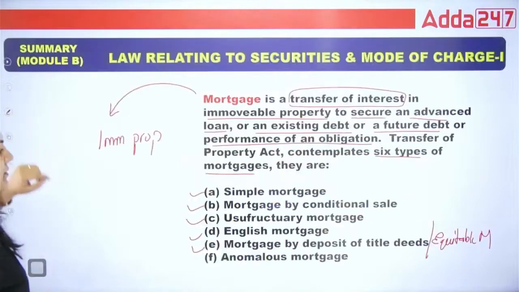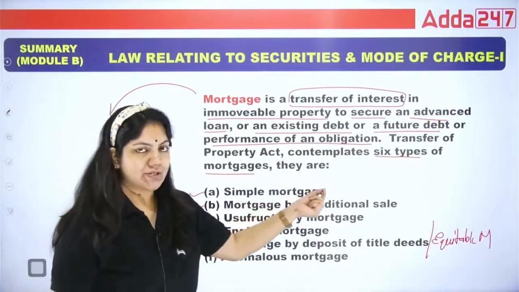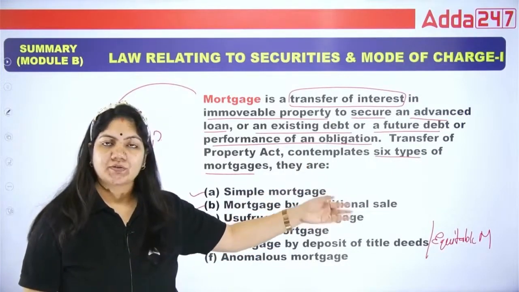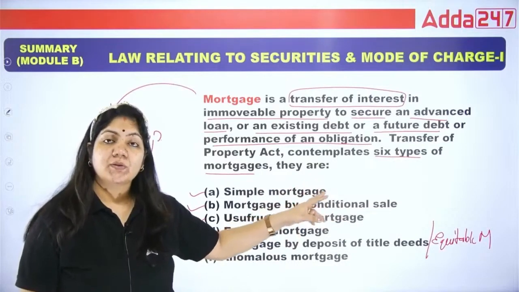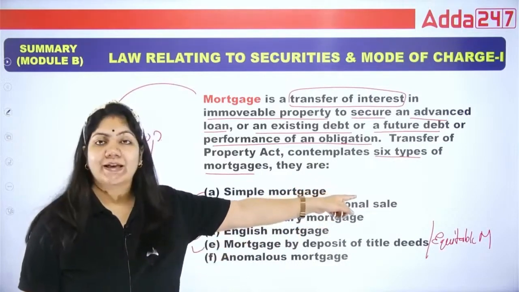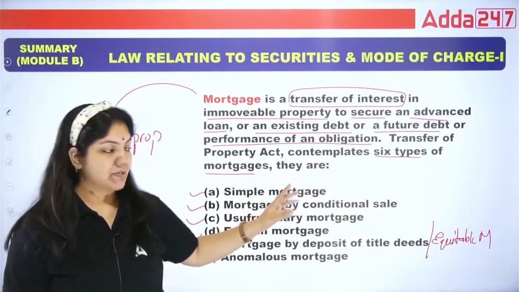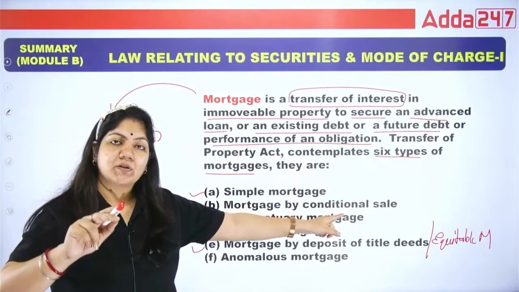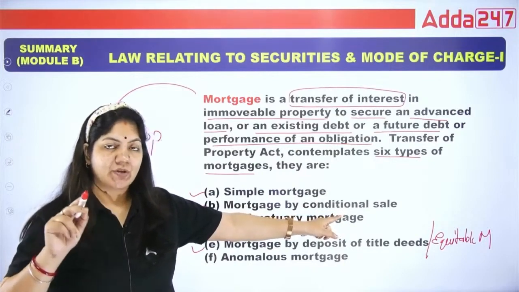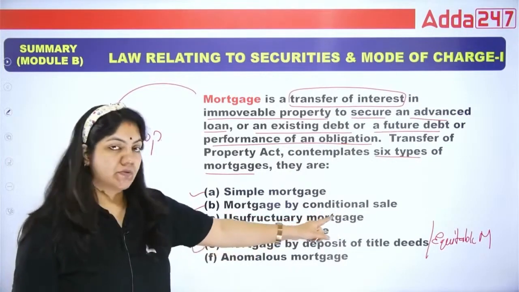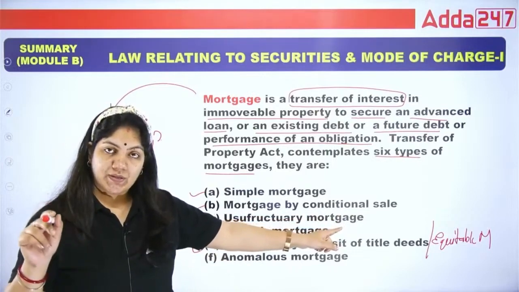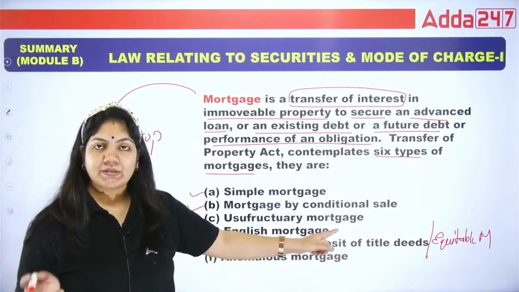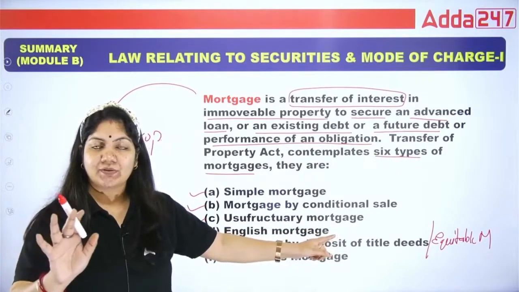Okay, class. So if I tell you about the simple mortgage, possession is not transferred. The mortgagee can personally ask the mortgagor to give the money, and if the mortgagor is not able to pay, we can take the help of the court to sell the property. Conditional mortgage, the mortgage deed will be automatically converted into the sale deed if the mortgagor is not able to pay the money. Usufructuary, if the mortgagor is not able to pay, the mortgagee can use the rent and profit. English mortgage, a certain date is decided and the property is absolutely transferred to the mortgagee.